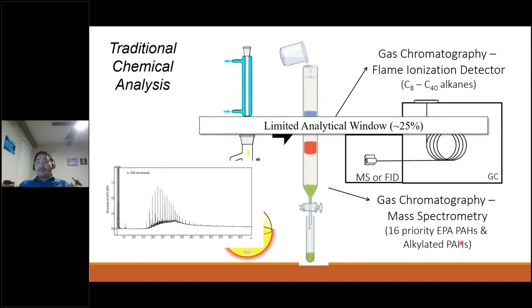But the problem with this technique is that you only have a limited analytical window. In other words, often you can only quantify about 25% of the whole crude oil. So it's very limited, and there's a need to expand the window, of course.